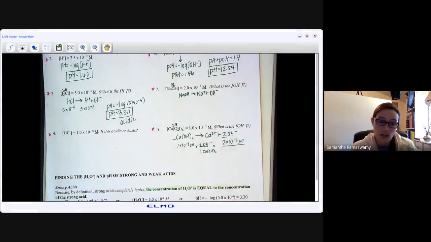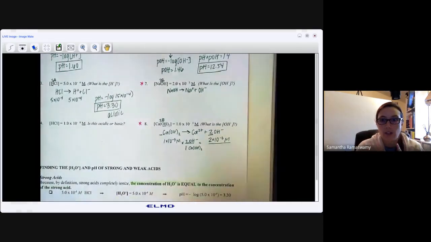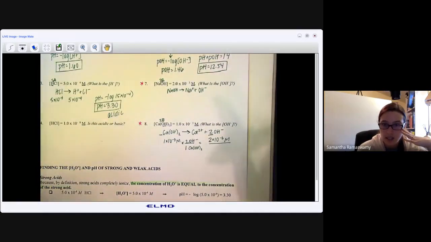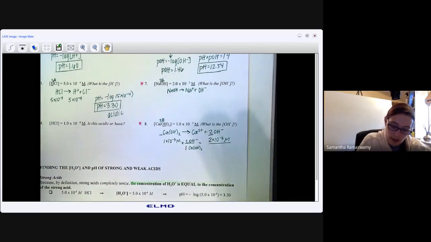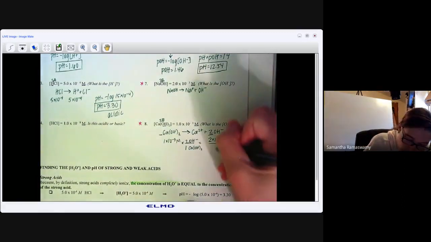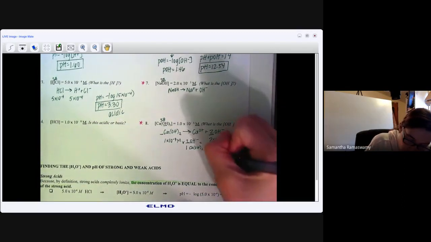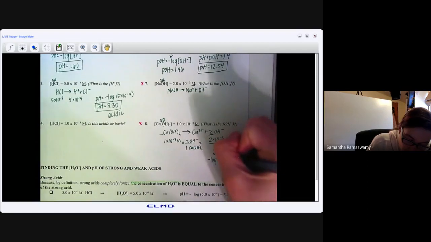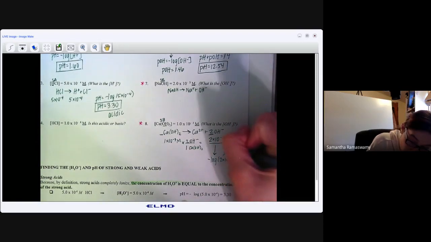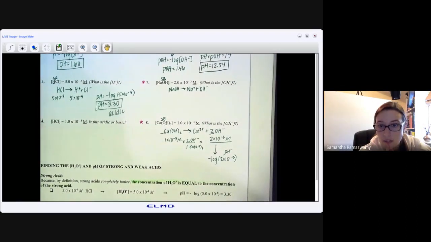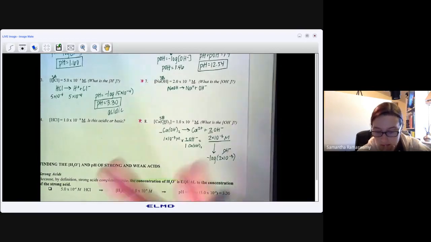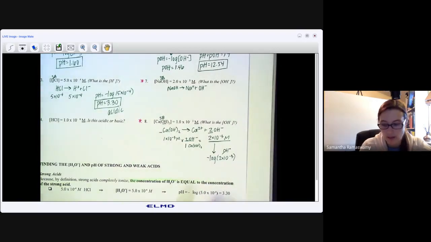So then what you need to think about now is the goal, which is to calculate the pH. The goal for all of these is to calculate the pH. So I have OH minus here. If I take the negative log of this value, I'm going to label this right up above. If I take the negative log of OH minus, what am I finding? Well, I'm finding the pOH.